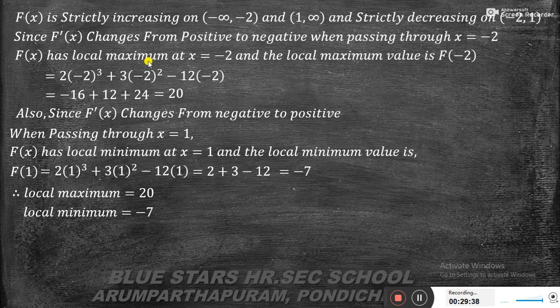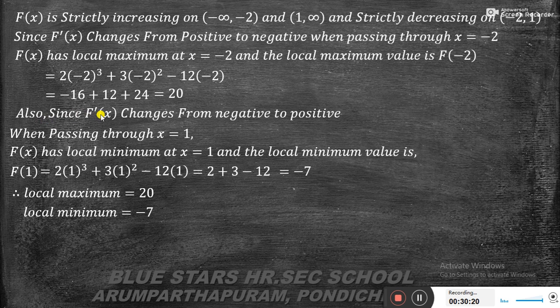Therefore small f of x has a local maximum at x equal to minus 2, and the local maximum value is f of minus 2. We substitute x equal to minus 2 in the given function: 2 into minus 2 whole power 3, plus 3 into minus 2 whole square, minus 12 into minus 2. 2 power 3 is 8, so that is minus 16; 2 twos are 4, 4 threes are 12; and minus 12 into minus 2 is plus 24. So your answer is minus 16 plus 12 plus 24, which is 20.